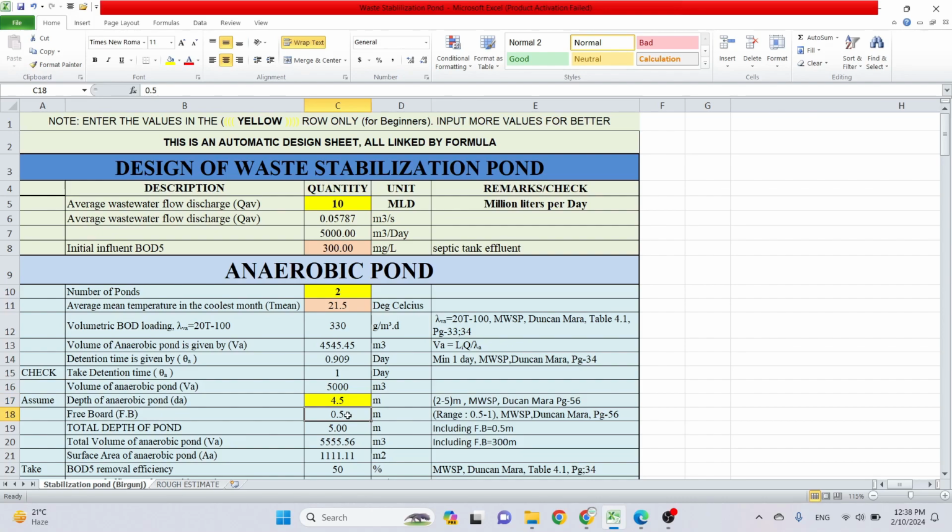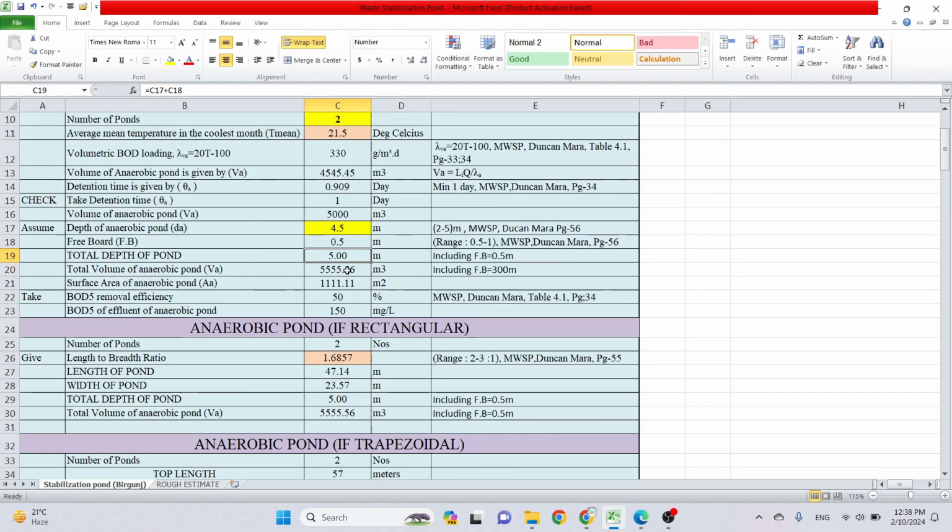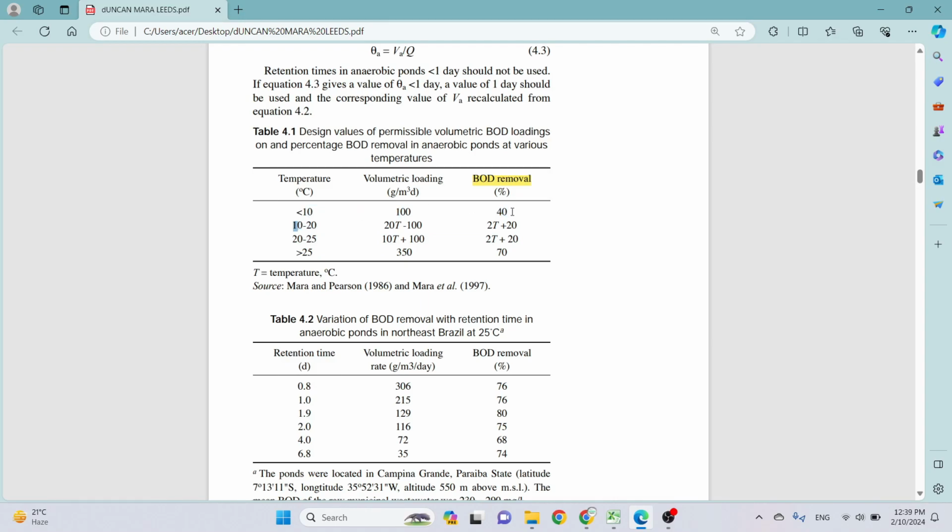The free board is calculated and the total depth of the pond is 5 meters. So the volume of the anaerobic pond is 5555.56 meter cube and the surface area is 1111.11, and the BOD removal efficiency which I've taken is 50%. So this is the formula that I've used.